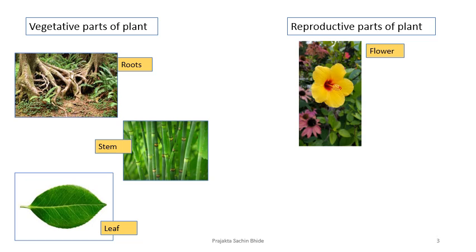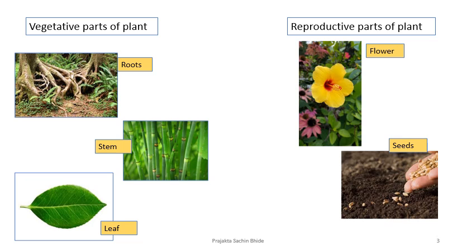Flowers. All of us love them, we see them. They are all reproductive parts of a plant. And seeds that we sow, that germinate to give rise to a new plant, are also a reproductive part of a plant.